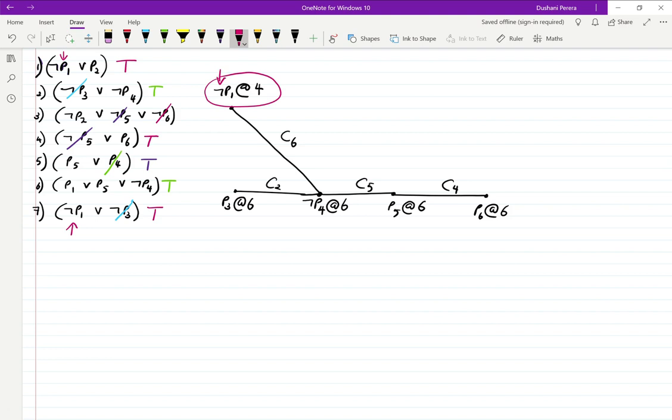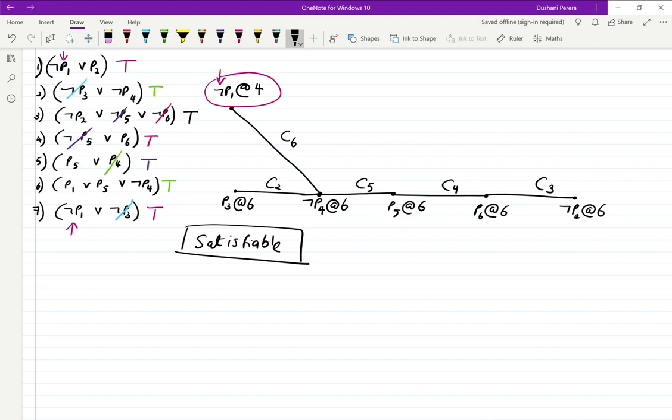So now what I'm left with is C3. To make C3 true, let's say negation P2 at 6. So this will make C3 also true. So all the clauses are true. So this is a satisfiable set of clauses. So the conjunction is satisfiable.